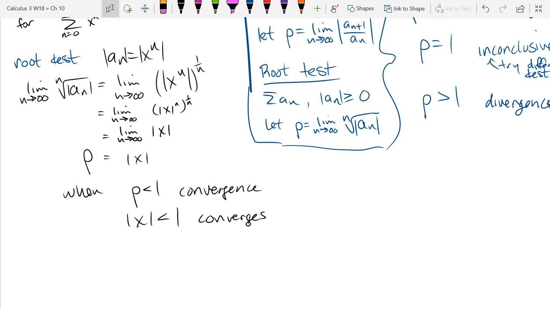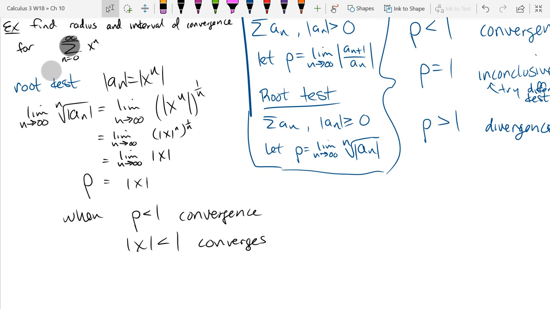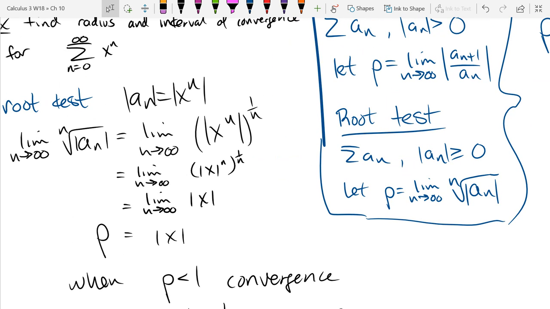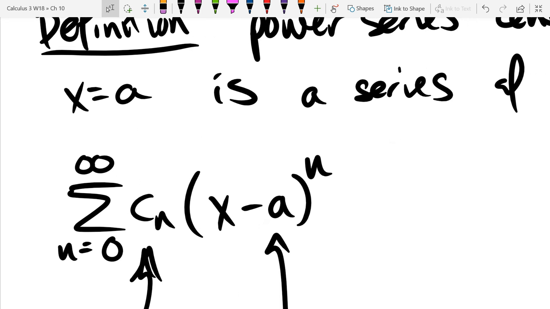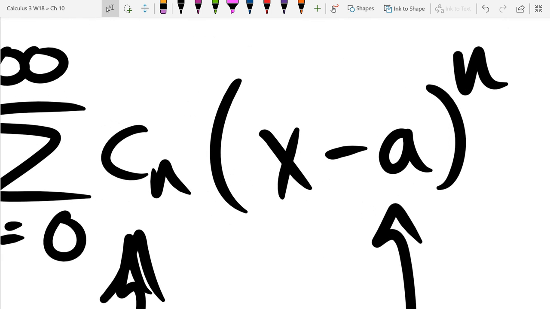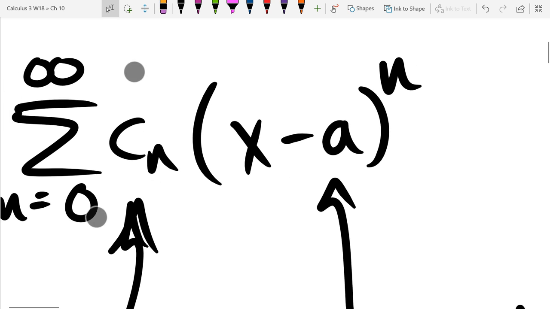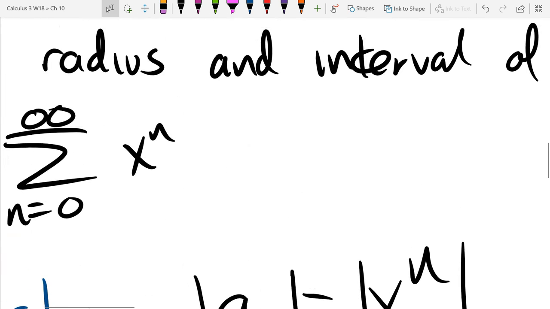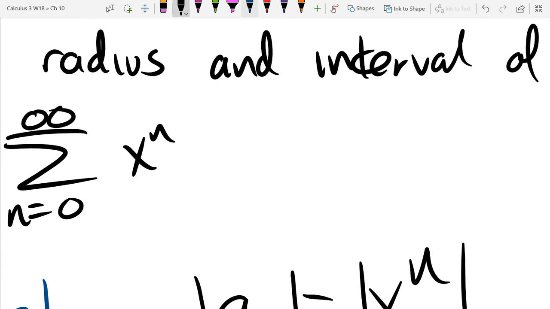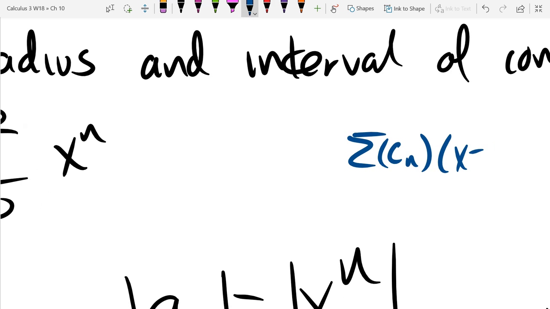Where is this series centered at? It doesn't quite look like the power series I defined above. So let's rewrite it so it actually is written in this form right here. It's almost in this form. So the form I want to write it in is some c_n times (x minus a) to the nth power.